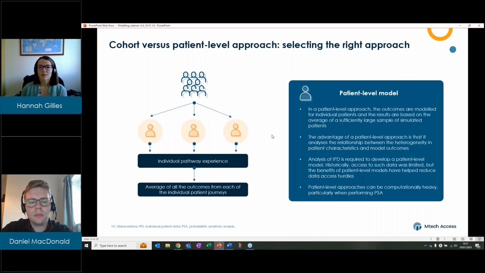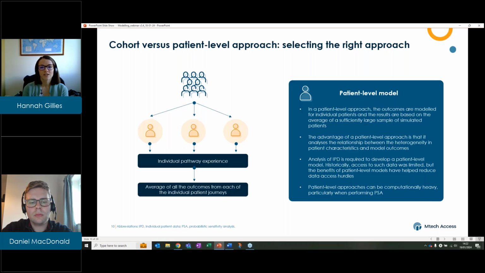So in contrast, in a patient level approach, the outcomes are modelled for individual patients and the results are based on the average of a large sample of simulated patients. So the advantage of the patient level approach is that it can capture the relationship between the heterogeneity in the patient characteristics and the model outcomes. But you do require individual patient data in order to develop a patient level model. Historically, access to this kind of data was limited, but the benefits of the patient level models have really helped to reduce these data access hurdles.